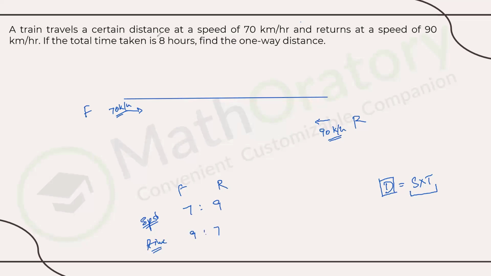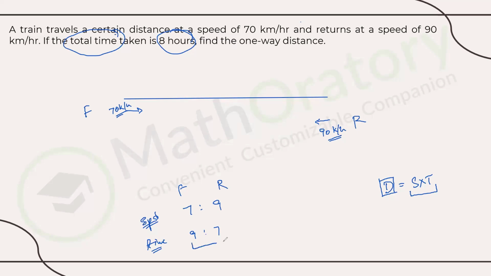Now, why am I focusing on this? Because the total time has been mentioned. The total time taken is 8 hours. Total time for the two-way journey. Now, this time, or rather the forward time and the return time, are in the ratio 9:7. The total is 8 hours.